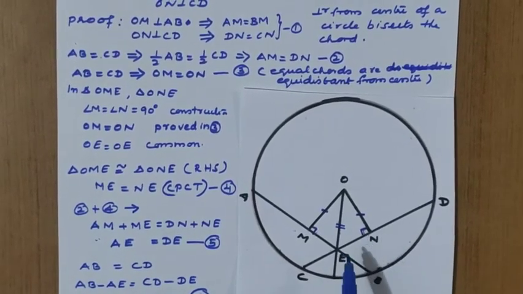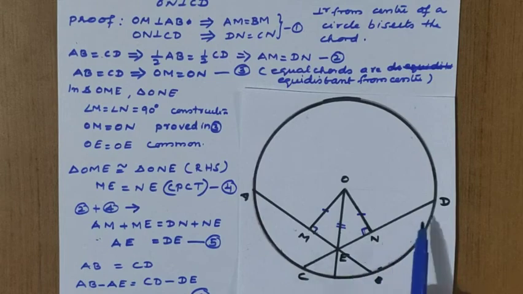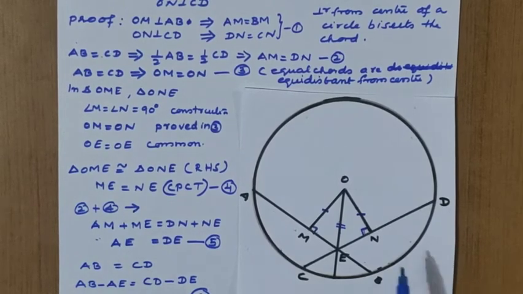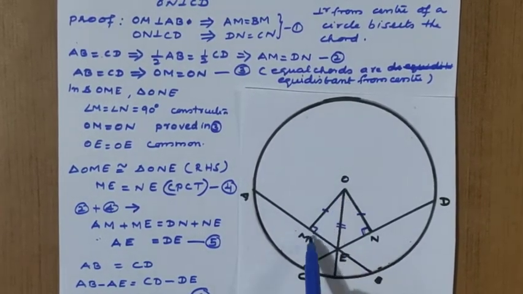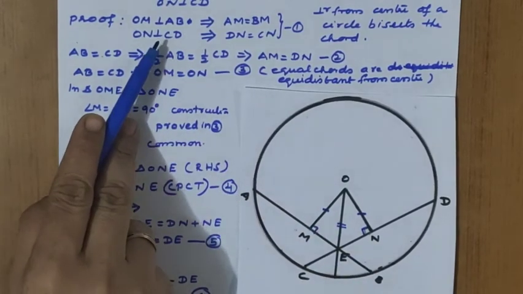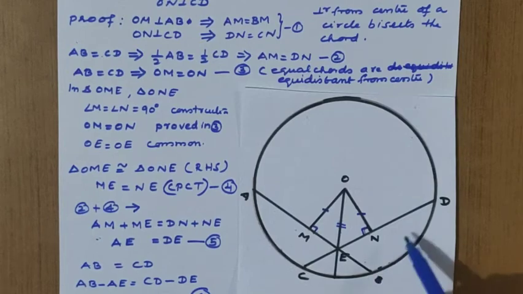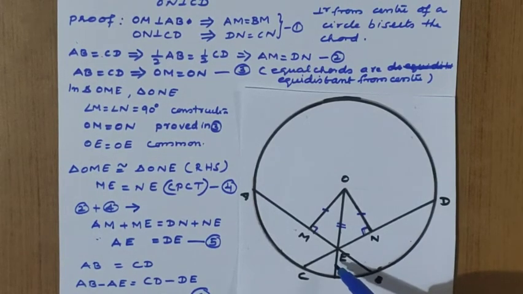What is given in the question? AB and CD are equal chords intersecting at E. Then what we have to prove? That the segments of the one chord are equal to segments of the other chord. So here it is given that AB and CD are equal. By construction we have done OM perpendicular to AB, ON perpendicular to CD. So what can we write? AM equal to BM, because a perpendicular bisects the chord. Similarly DN equal to CN.